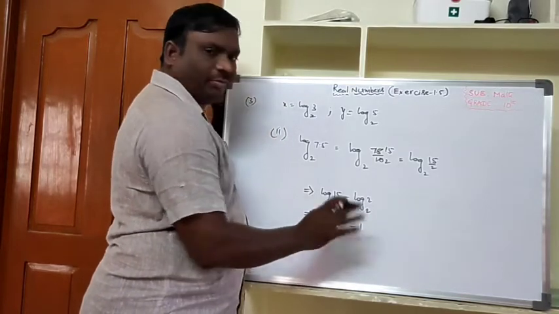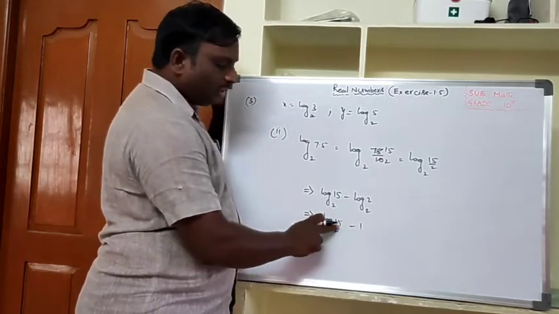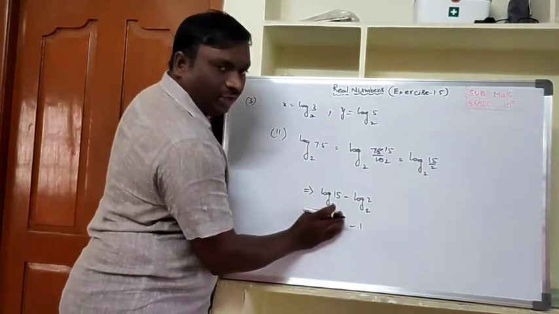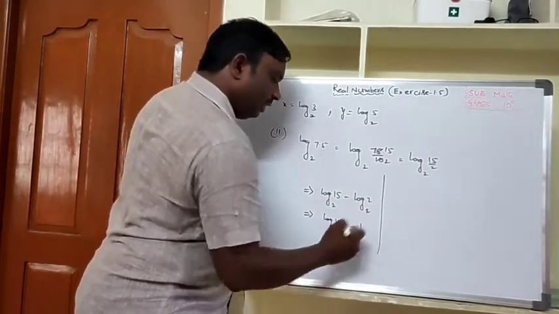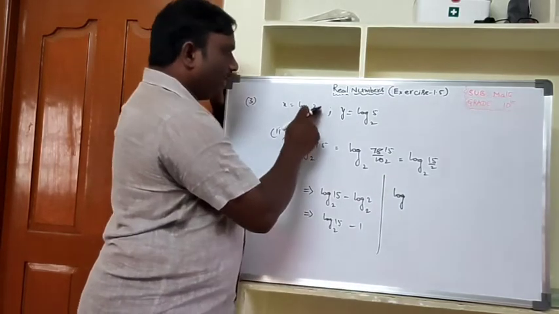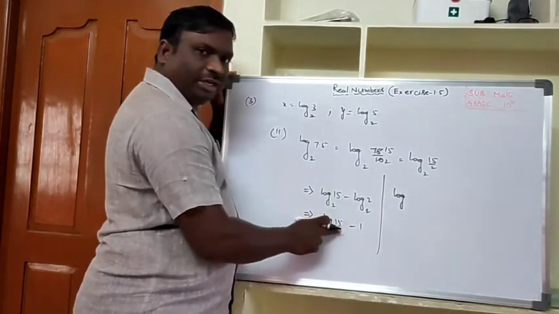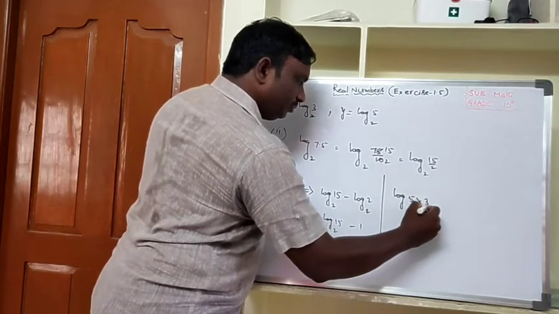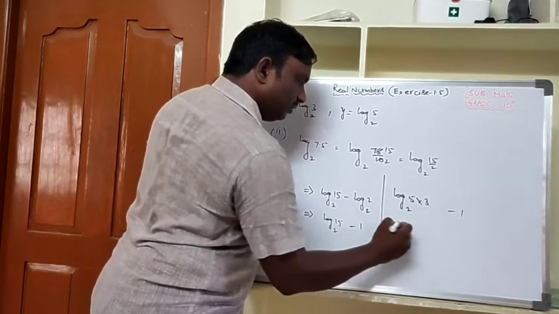Don't subtract 15 minus 1. Many children make this mistake here. 15 minus 1 is 14, they are writing. That is wrong. This total log value is different. 1 is different. Then we know only the log 3 value and log 5 value. Then 15 can be written as 5 into 3. So log 5 into 3 base 2 minus 1.